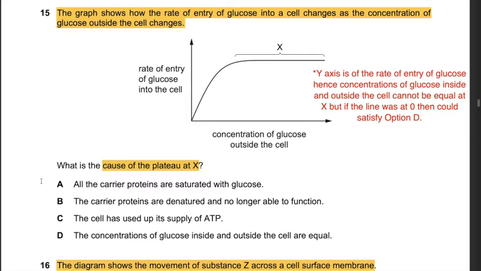A. All the carrier proteins are saturated with glucose. Yes, that could cause the plateau at X, because if the carrier proteins are saturated, then there are no available carrier proteins to transport the glucose molecules into the cell. Therefore, the answer is A.